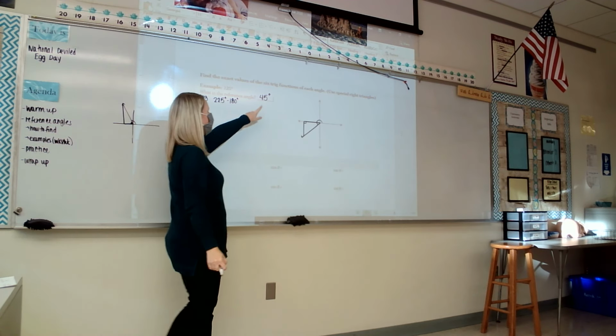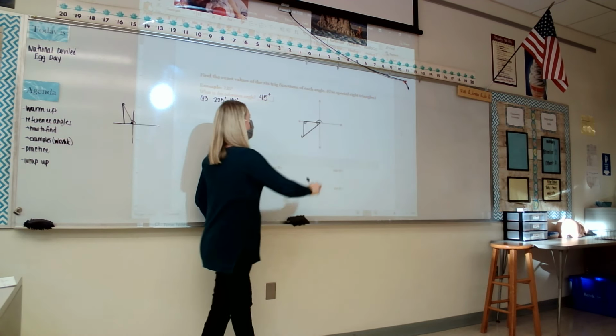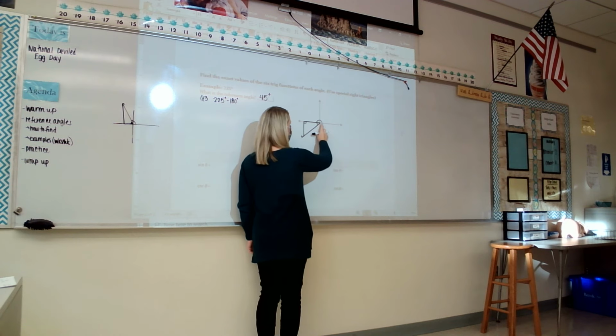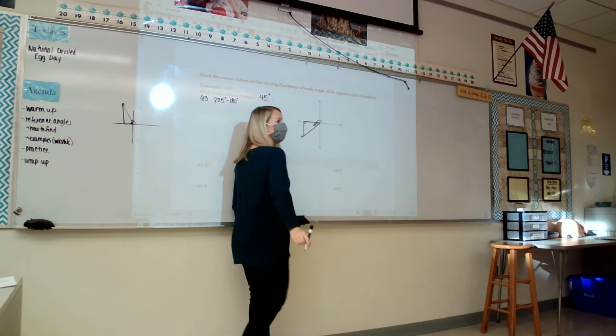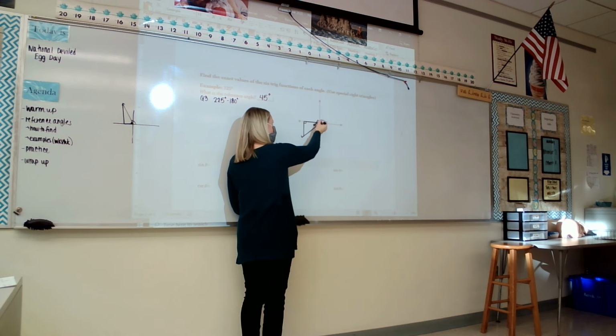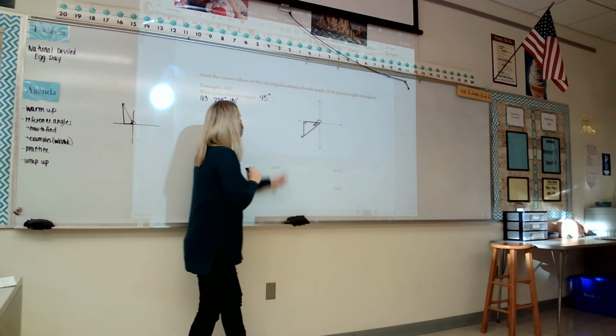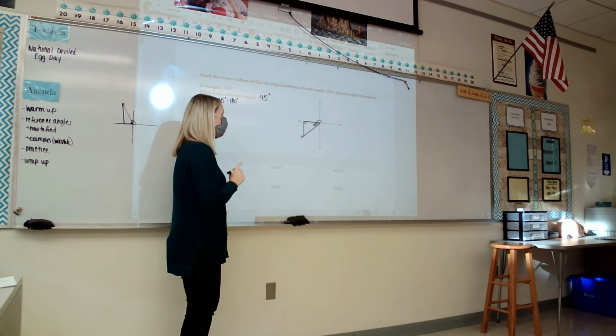This reference angle, this 45, is going to go in this inside angle. So that's what the reference angle means. Technically, this entire angle is 225, but I just want the angle that's in the triangle, and that's what my reference angle is. We'll go down.